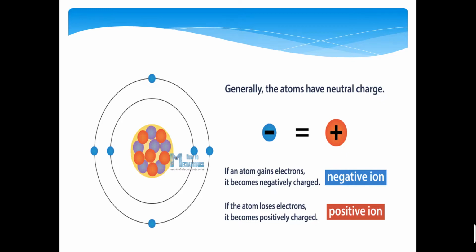But atoms can give out electrons to become a positive ion, or they can take in electrons to become a negative ion. Protons being embedded inside the nucleus do not take part in ion formation.